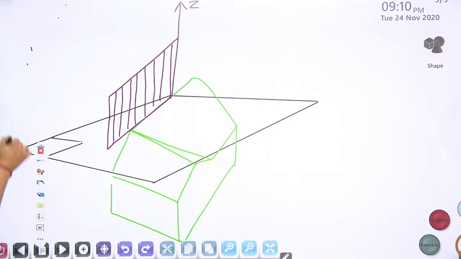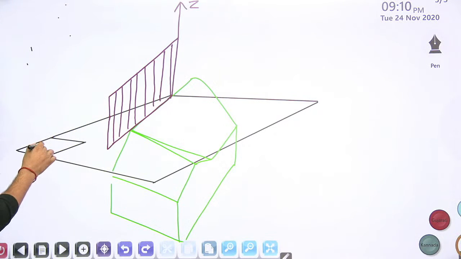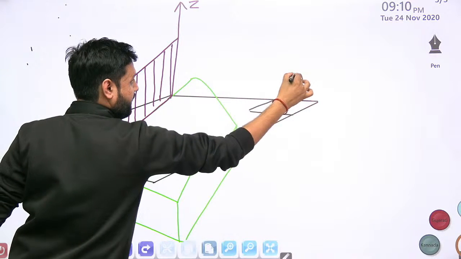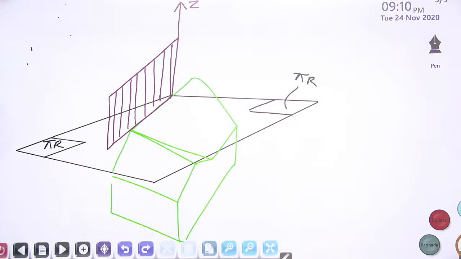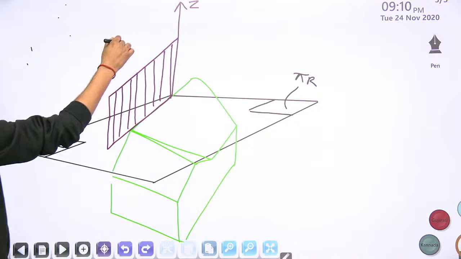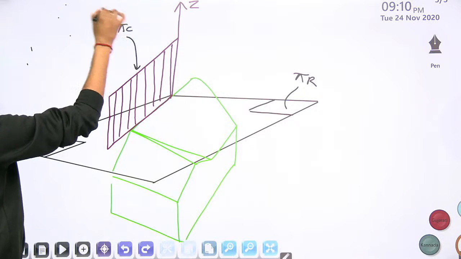You know, this is your reference plane. Yes. And right now I have drawn this plane. What plane exactly is that? You all know that this plane is the cutting plane, pi c.